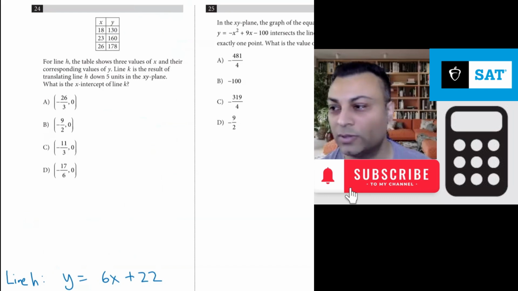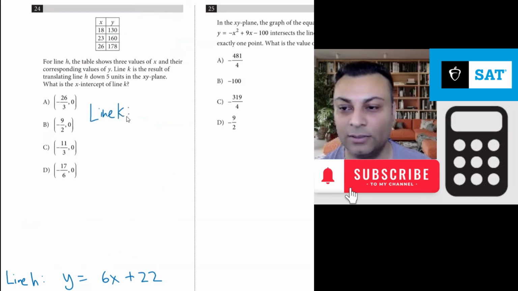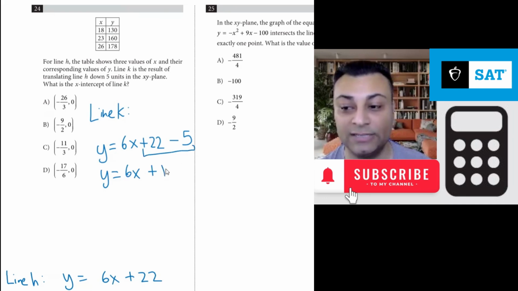Perfect. Okay, now we need line K. Line K is formed by this line, and then we have to move it down 5 units. So we take 6x plus 22. So you see y equals 6x plus 22. We move it down 5 units. So you get y equals 6x plus, you can do this in your calculator, you would get 17. 22 minus 5, 17. So this is line K.